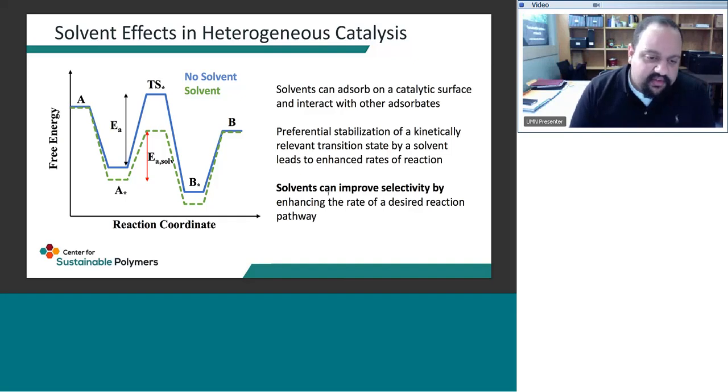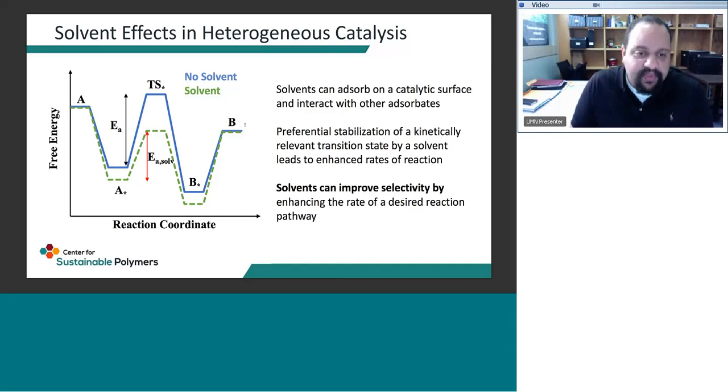Now, where it gets interesting is if the solvent can preferentially stabilize the transition state, or lower the energy of the transition state more so than it would the energy of the reactant state, for example. And so what that would lead to is a reduced activation energy or barrier for that kinetically relevant step, shown here with the red bar being smaller than the black bar. And so what this will lead to is an enhanced rate of reaction in the presence of a solvent that can do this.